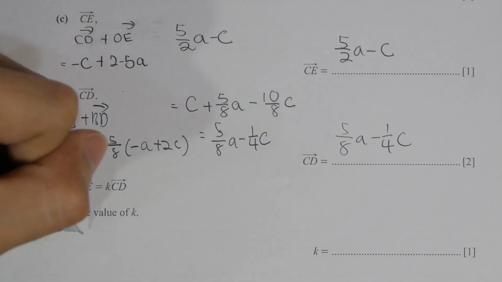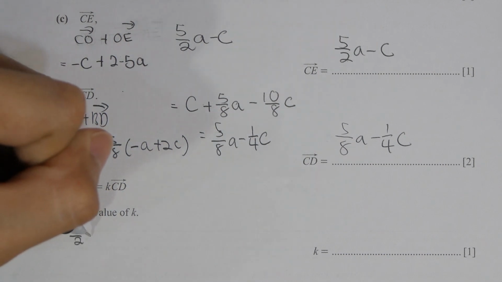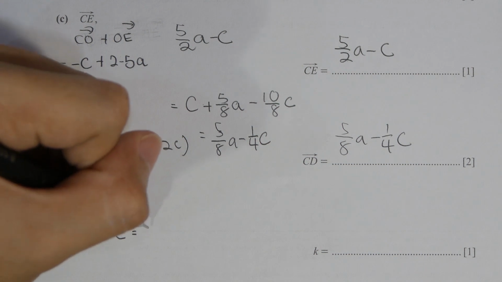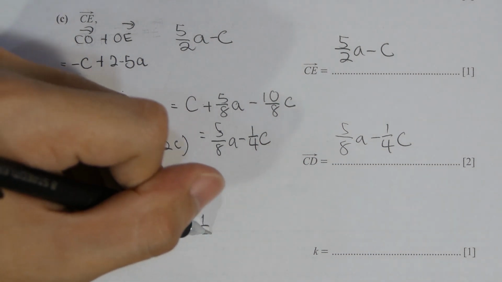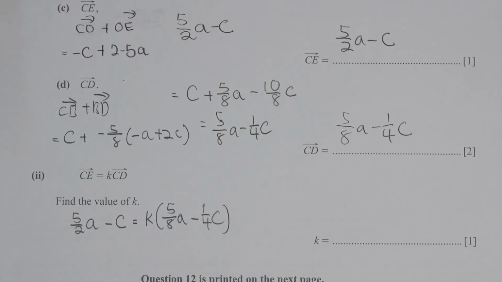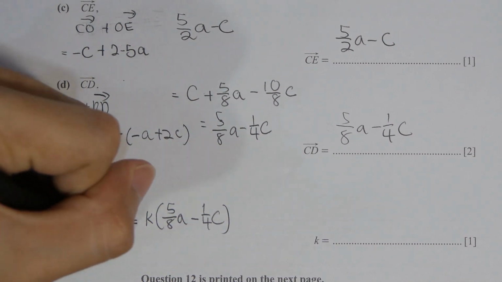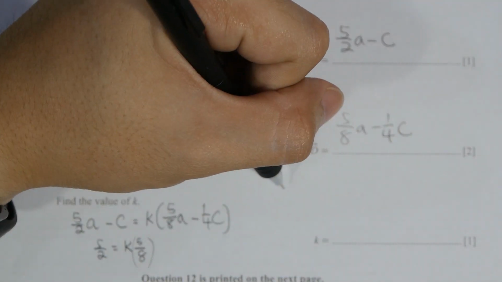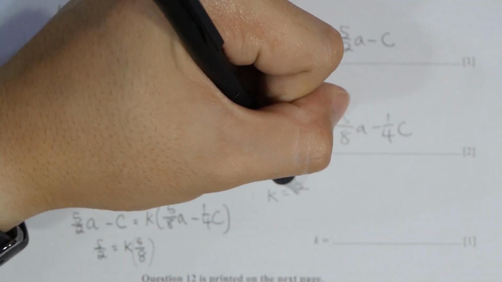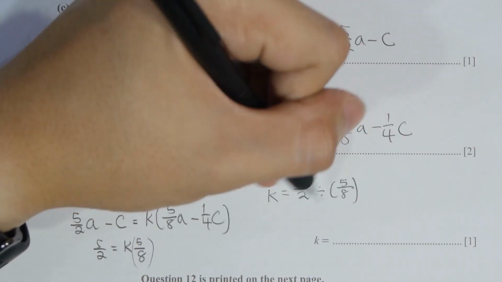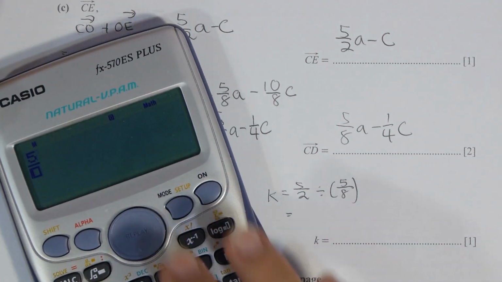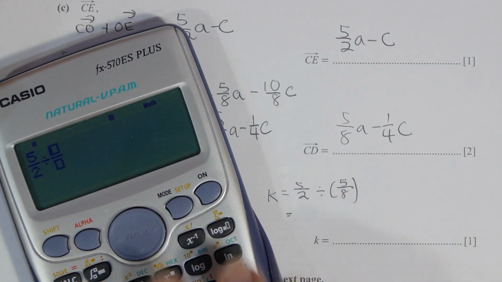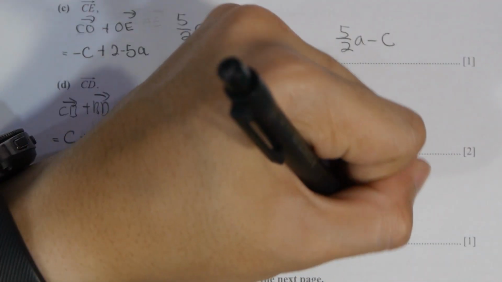So for part 2, find the value of k where CE equals kCD. So CE's value will actually be 5 over 2 A minus C equals k times CD's value, which is 5 over 8 A minus 1 over 4 C. So simply compare A with A to identify k's value. So 5 over 2 equals k bracket 5 over 8. Hence your k's calculation is actually 4.